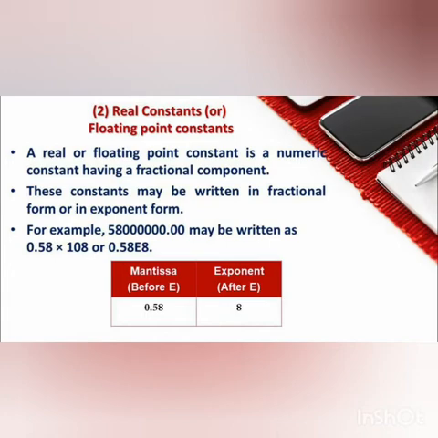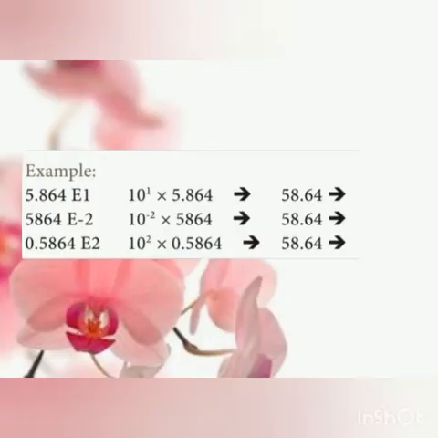58000000.00 may be written as 0.58 into 10 to the power of 8. Here 0.58 is represented as the mantissa and E8. The value after E is represented as the exponent. So 8 is the exponent value here. Now let's see the first example.